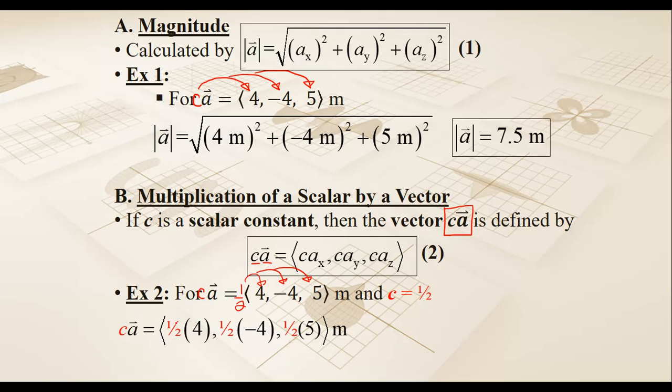Therefore, C times A, my first value would be 1/2 times 4. My second one, C times Ay, would be 1/2 times -4. And then C times Az would be 1/2 times 5. If we calculate this, then the multiplication of my scalar C times my vector A would be equal to, as an ordered triplet, 2, -2, 2.5, and that's expressed in meters.